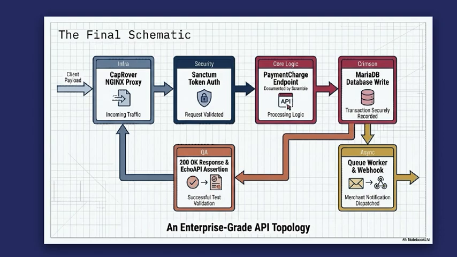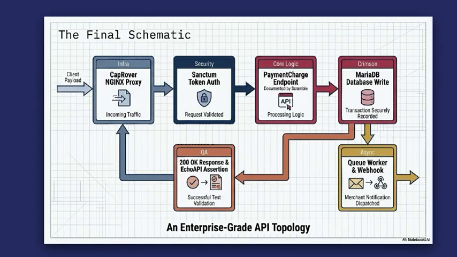This means you can scale horizontally from 3 servers to 3,000 servers, and the architecture remains flawlessly, perfectly synchronized. It is an incredibly elegant synthesis of cryptography and infrastructure. Wow. Okay, let's bring this all together. The final slide is a master diagram, the final schematic, an enterprise-grade API topology. Let's trace the exact path of a single payload through everything we've just dissected.